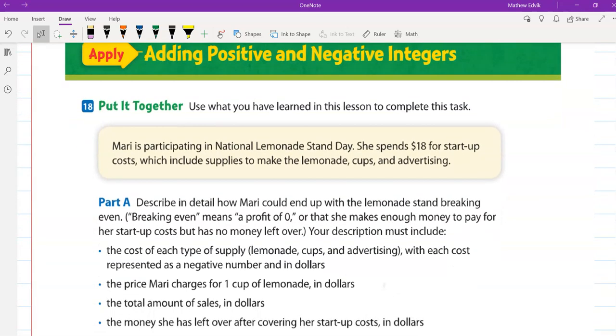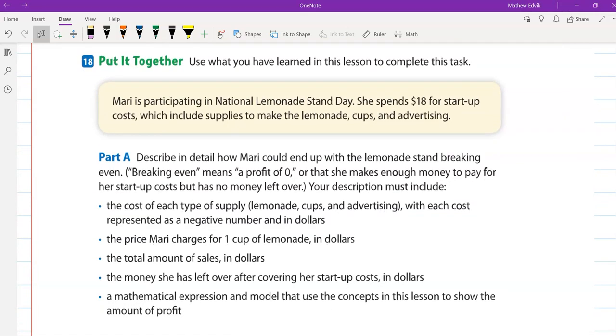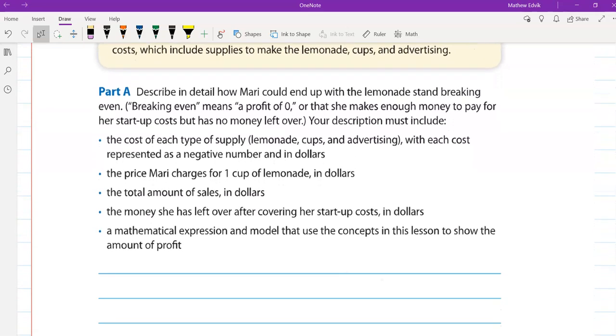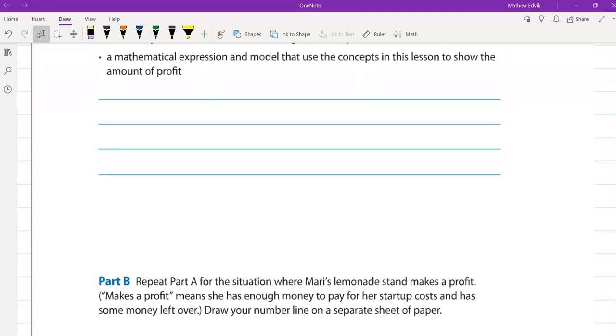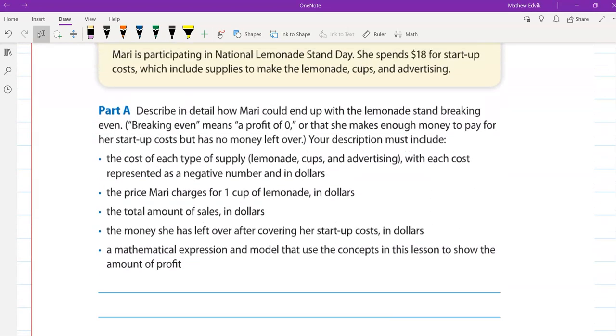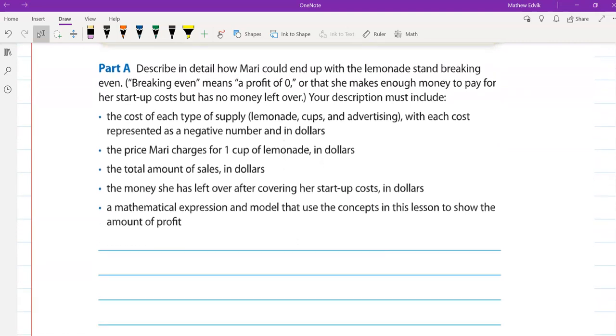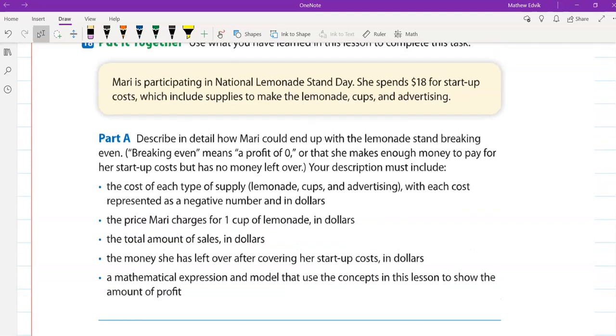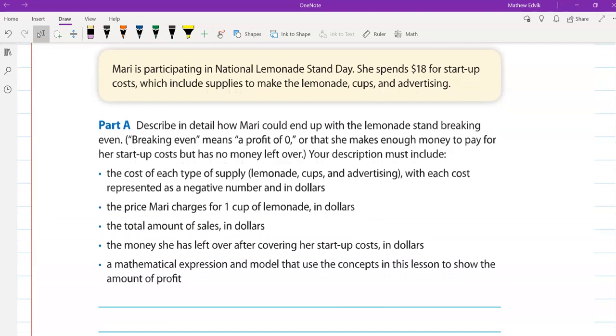All right, and now finally we want to complete this task. Mari is participating in the National Lemonade Stand Day. She spends $18 for startup costs, which include supplies to make the lemonade, cups, and advertising. So there's a couple parts to this question that we want to work through. And one of the parts is part A. Describe in detail how Mari could end up with the lemonade stand breaking even.